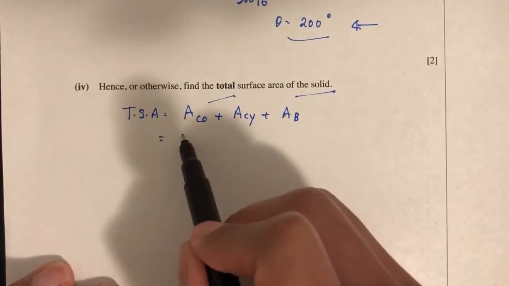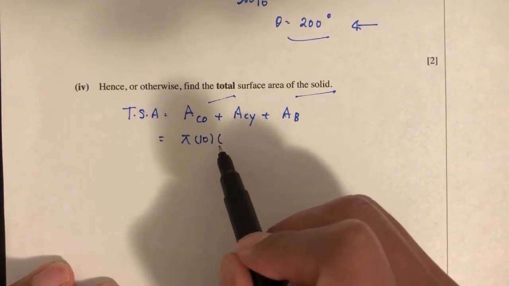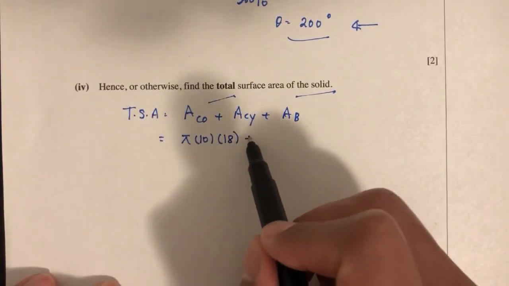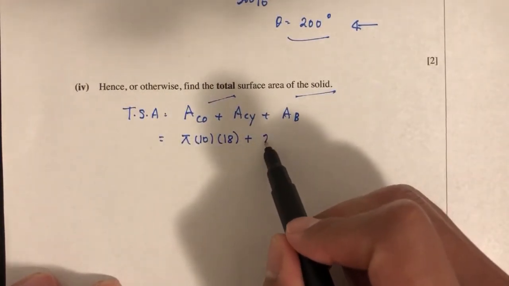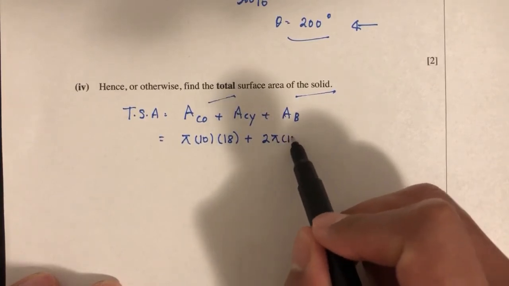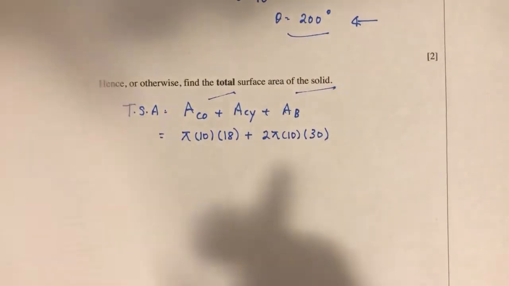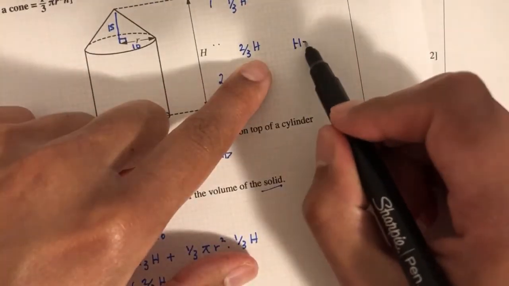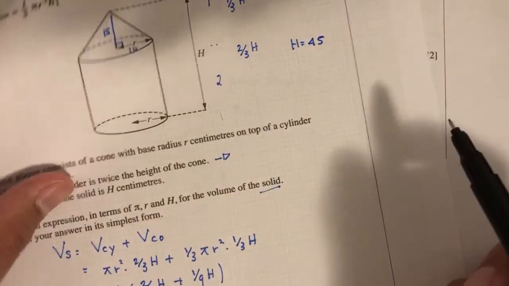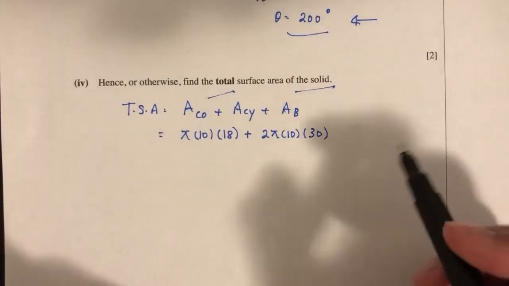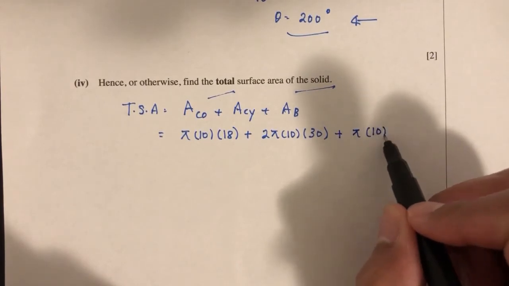Area of cone is given to you by pi, r is 10, and L is the slant height, which is 18. The curved surface area of the cylinder will be 2 pi, r is 10, h is the height, which is 30. Since we know the big H is equal to 45, this one will be 30 and the height here will be 15. So that's how we know it is 30 for the cylinder. Now plus the area of the base, which is just a circle, pi r squared, 10 squared.